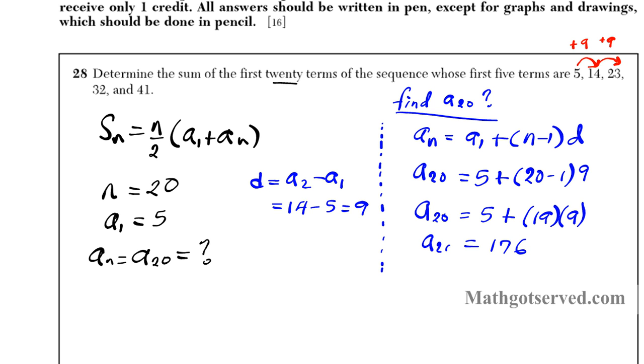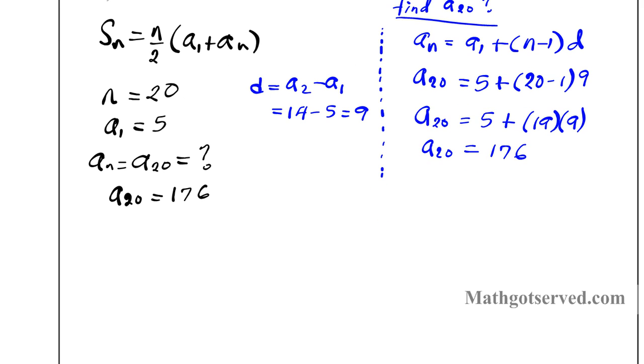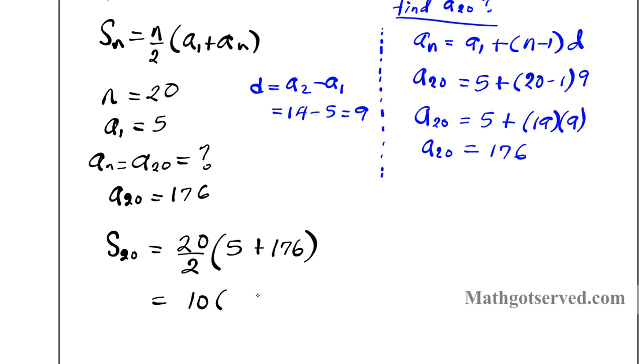All right? Now we know what a20 is, so we can compute the sum of the first 20 terms. So a20 equals 176. The sum of the first 20 terms is n, which is 20 over 2, times 5 plus 176. I'm not plugging everything into this formula since I have everything I need. Simplify that: 20 over 2 is 10, 176 plus 5 is 181, and 181 times 10 is 1,810. So there goes your final answer.